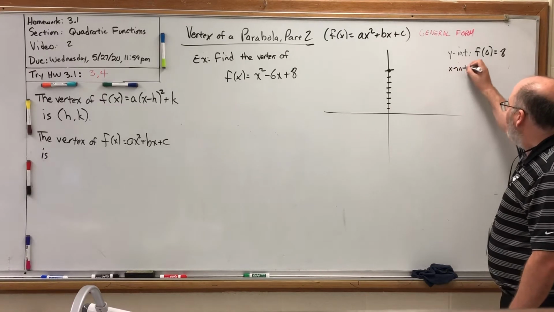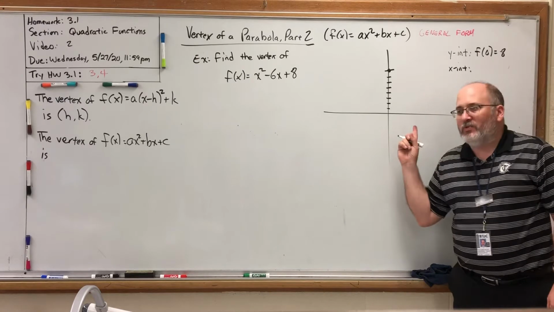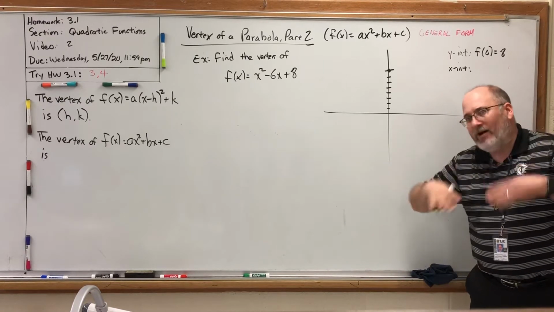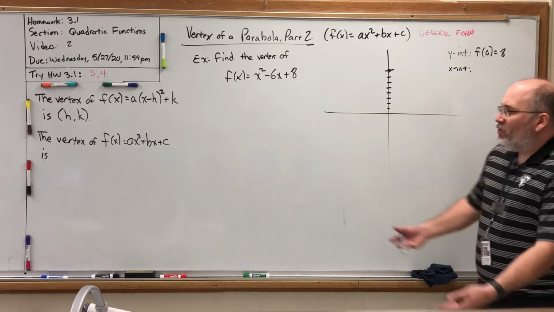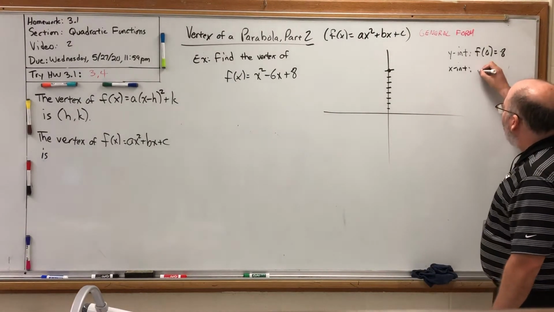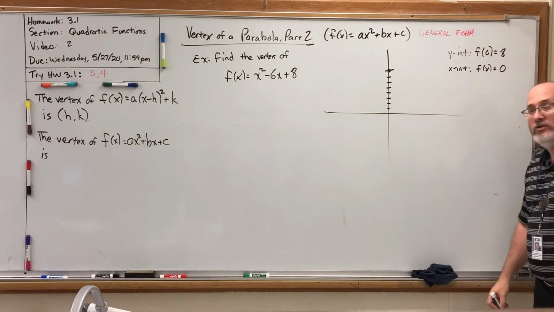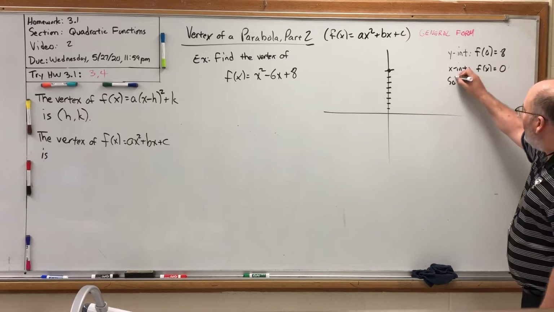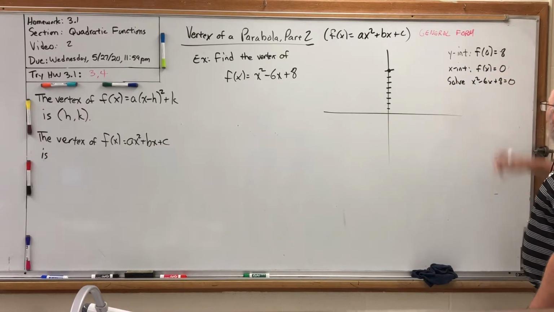If you're an x-intercept, that means you're on the x-axis, which means you did not move up or down, which means your y-coordinate is 0. Well, in a function, the y-coordinate is what comes out. So in order to find the x-intercepts, we need to know what do you put in order to get 0 out. In other words, we have to solve x squared minus 6x plus 8 is equal to 0.